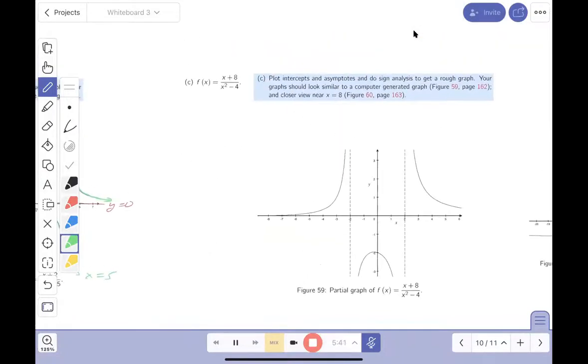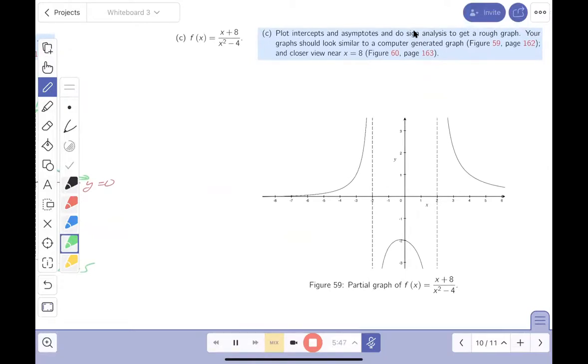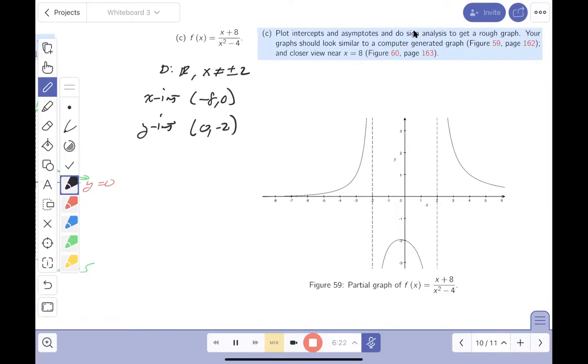And I think it's going to be easy. I really do. I think it's so easy I'm going to be able to do it just by looking at it. The first thing I do is I know the domain of it. It's all the real numbers except plus or minus 2. And why is that? Division by 0. What's the x-intercept? -8, 0. What's the y-intercept? And we'll look at the picture in a second. The y-intercept is going to be -2. Really simple. Let's look at our picture.